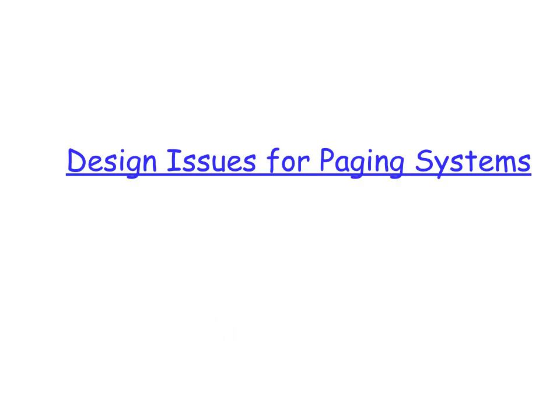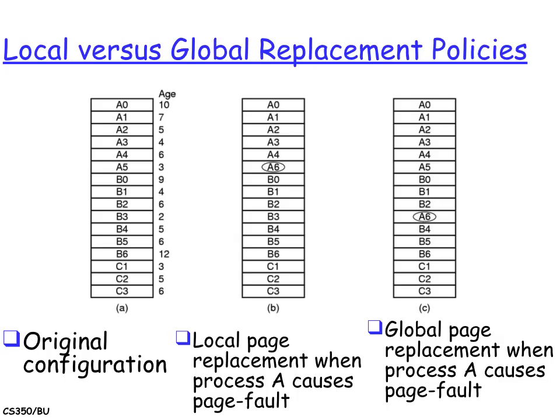Finally, we will look at certain design issues for paging systems that you may encounter when designing any page replacement algorithm. So first issue is whether the page replacement policy is global or local with respect to a process. So what we mean by that is, let's say we have three processes A, B, and C. So figure A shows the original allocation of memory pages for these processes.